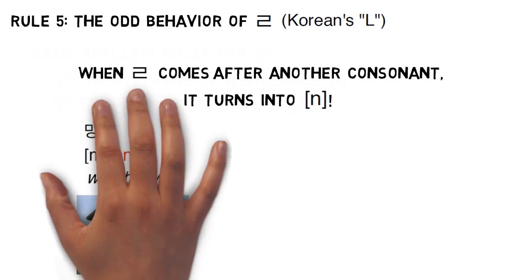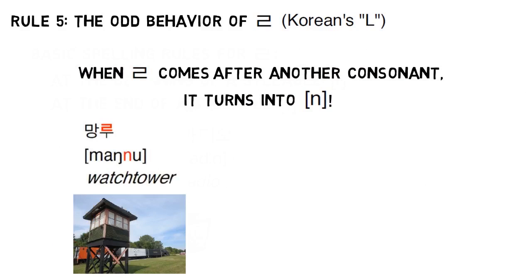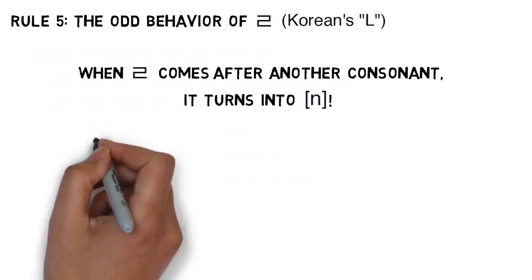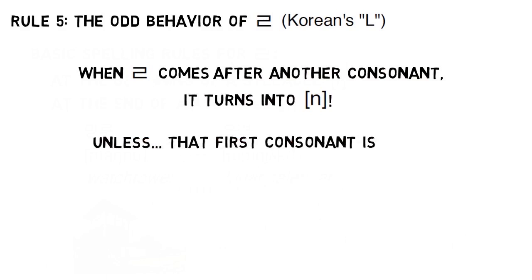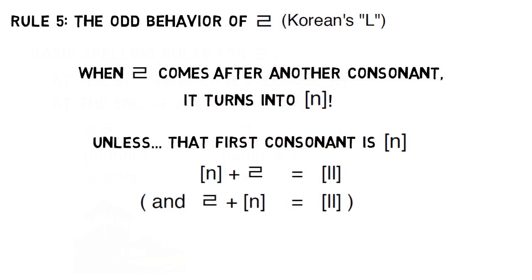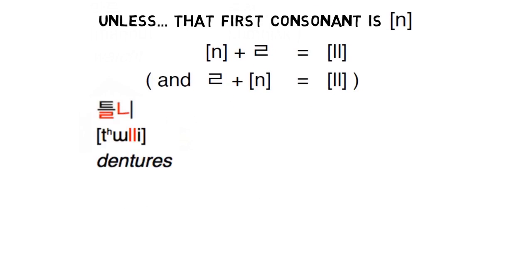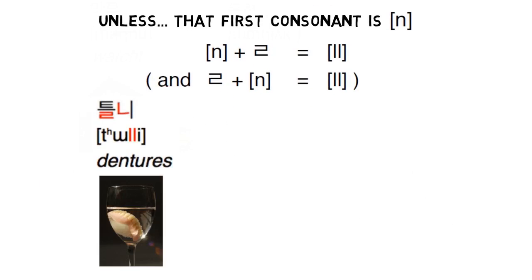So here's 막루, where the second syllable is spelled 루, but is pronounced 누, mangnu. And here's umnyok, where the second syllable is spelled 력, but is pronounced nyok, umnyok. And just to make things a little more tricky, this rule flips around whenever you see an N or an L touching. Anytime that happens, you'll pronounce those two consonants as two L's. So this word, the word for dentures, isn't pronounced 틀니, but rather 틀리. And this word heater isn't pronounced 날로, but rather 날로.